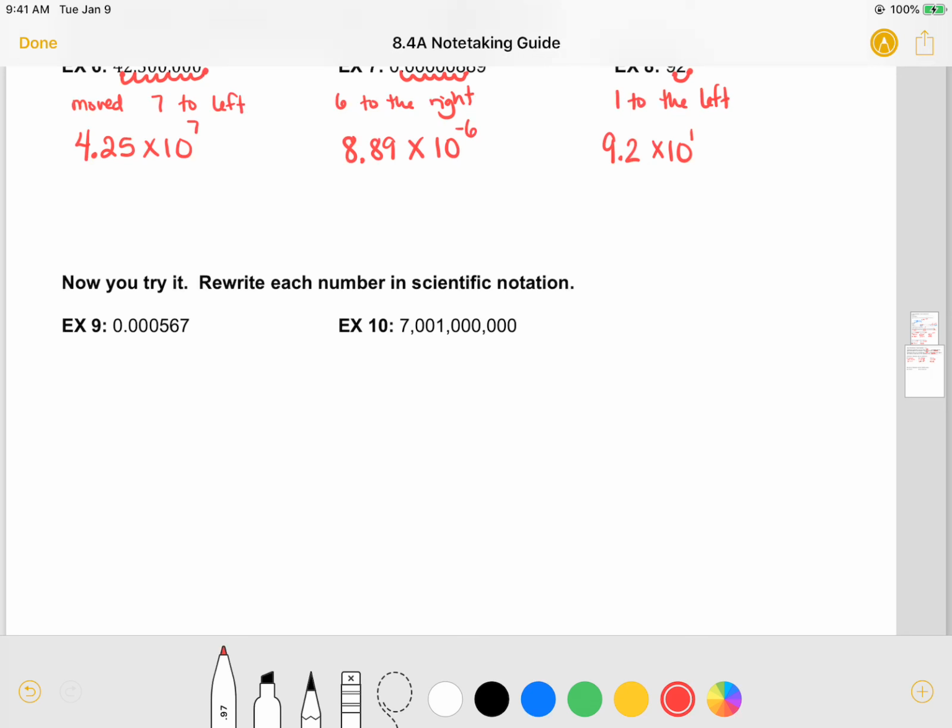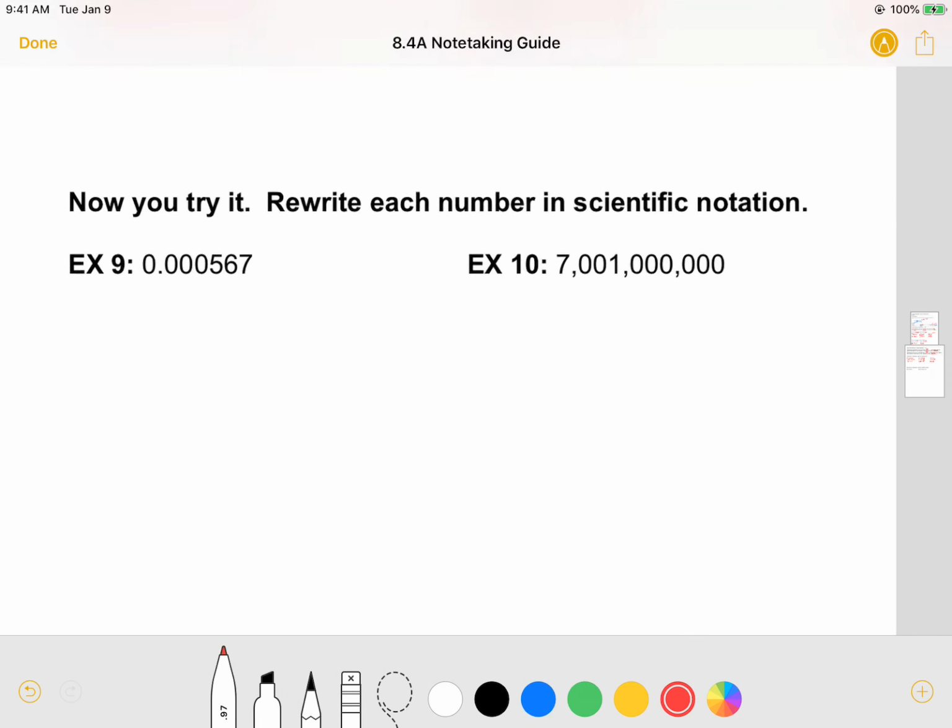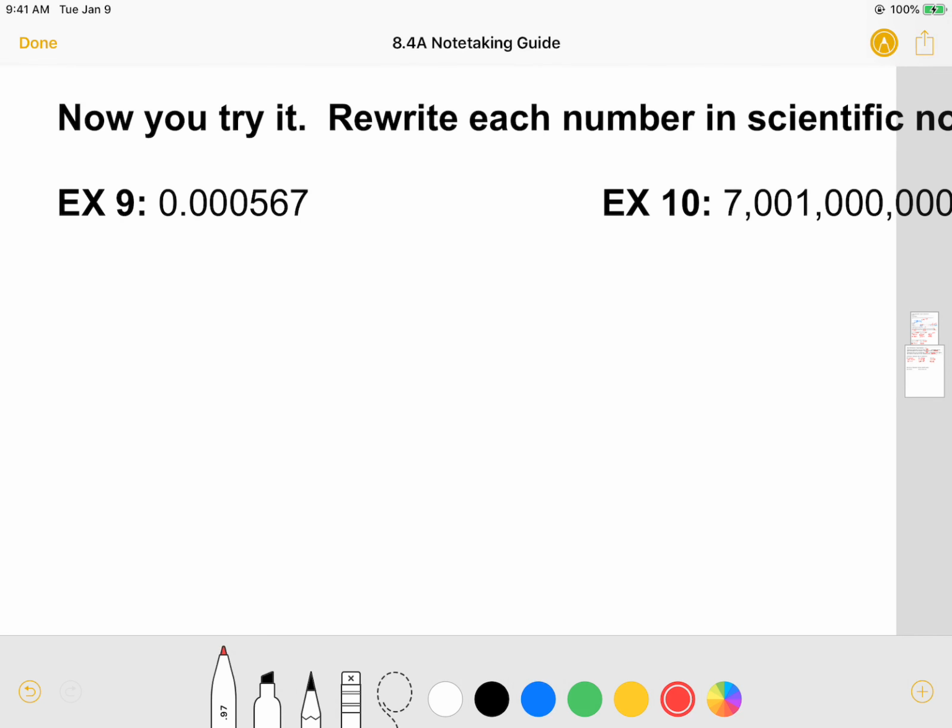Okay, so let's talk about number 9 here. We're going to move our decimal 1, 2, 3, 4 places. So we moved it 4 to the right, and that means that our exponent is going to be a negative 4. So we're going to rewrite this number as 5.67 times 10 to the negative 4. So that's what you should have for number 9.